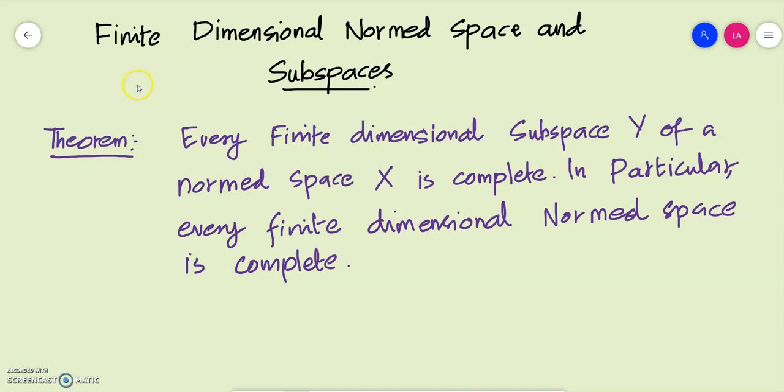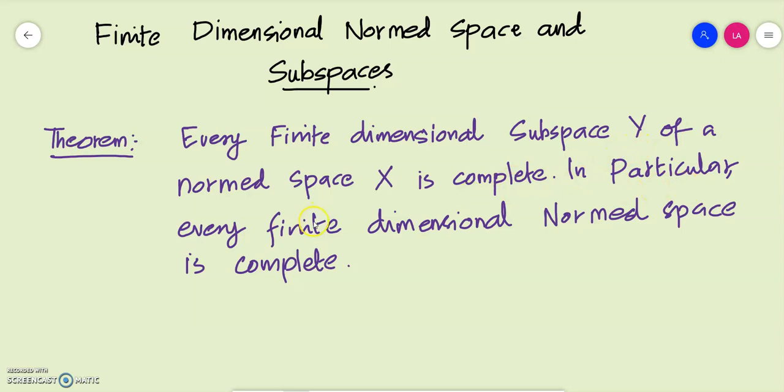Let's move on to the statement of the theorem. Every finite dimensional subspace Y of a normed space X is complete. This states that if you are given a space X, and you choose a subspace Y which is finite dimensional, in the sense that it's a finite dimensional vector space, then Y should be complete.